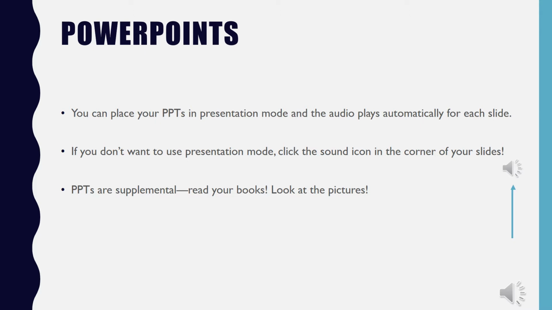PowerPoints. Hopefully by now you've found out how to listen to the PowerPoints. But if you're just reading them and you said, what, there's audio, click that little sound icon in the corner of your PowerPoint slide. Most of the time it's going to be found in the lower right-hand corner. You can also put these PowerPoints in presentation mode, and that's going to automatically play the audio for you.